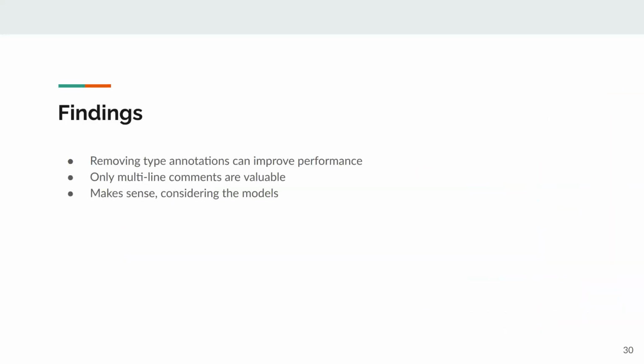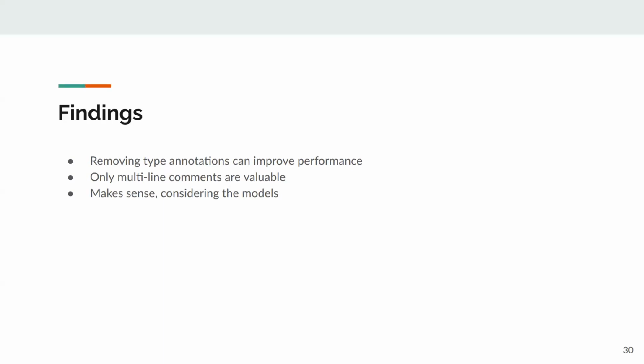So to summarize these findings, we see that removing type annotations can improve performance, and that only multi-line comments seem to be valuable to these models. And if we consider these models that have first been trained on natural language and were then trained on code, this seems to make sense, or at least this multi-line comment facet seems to make sense. However, if we consider the training data, it also makes sense that removing type annotations helps them.